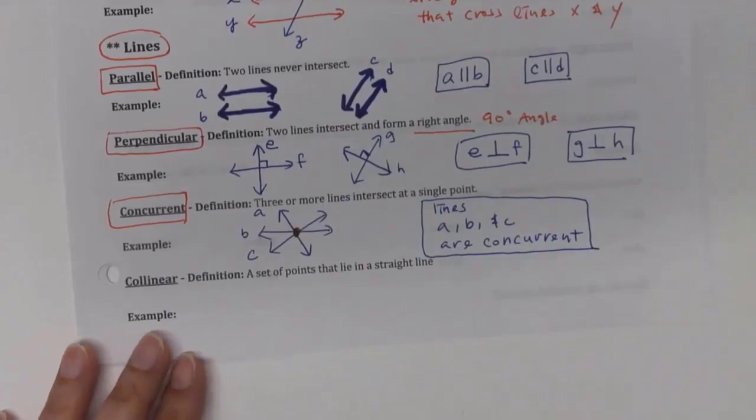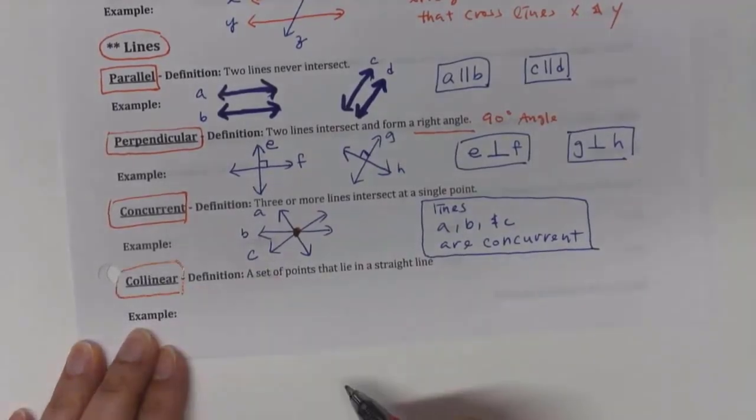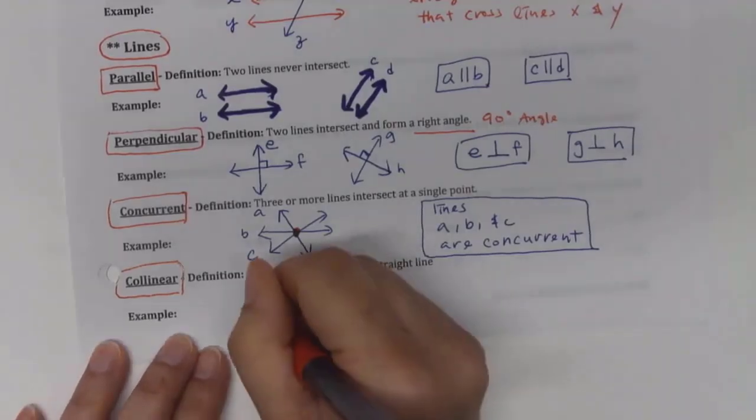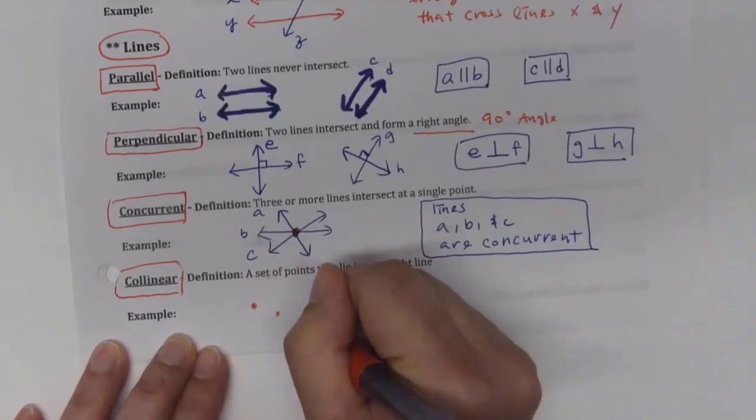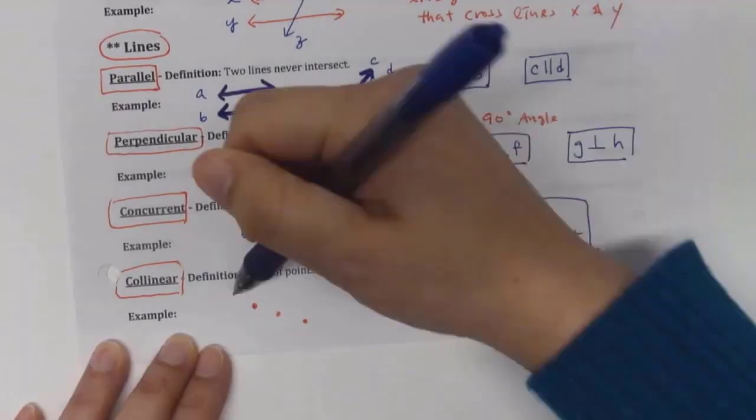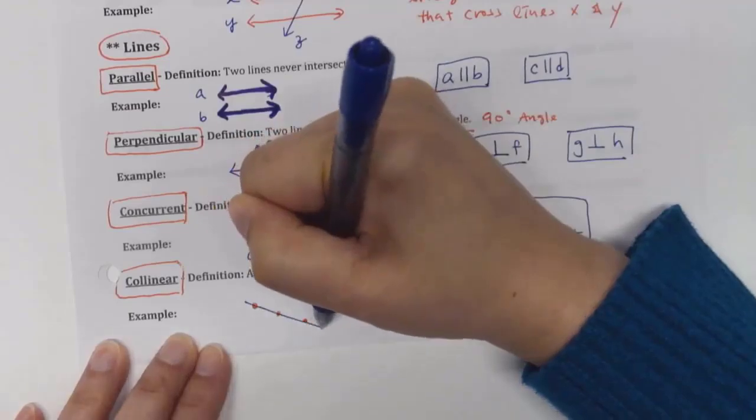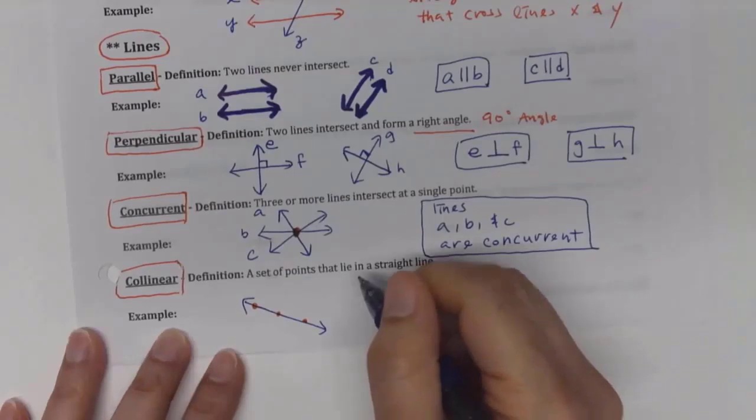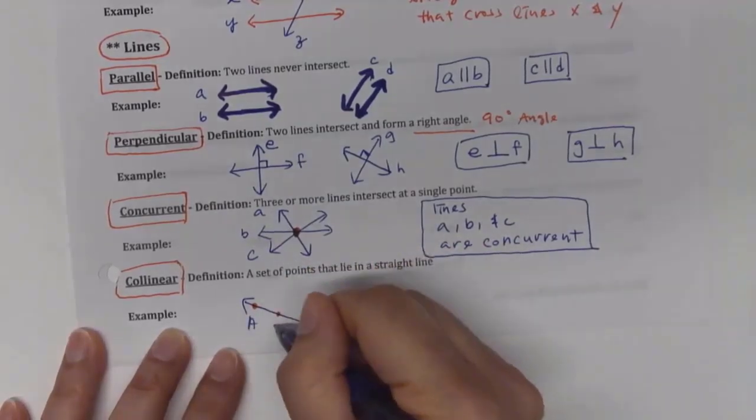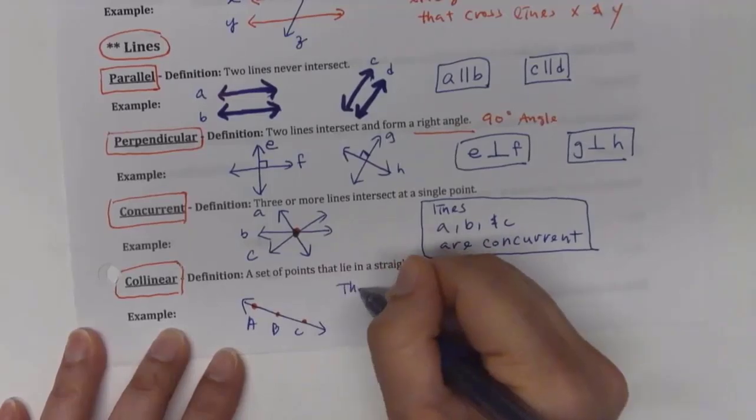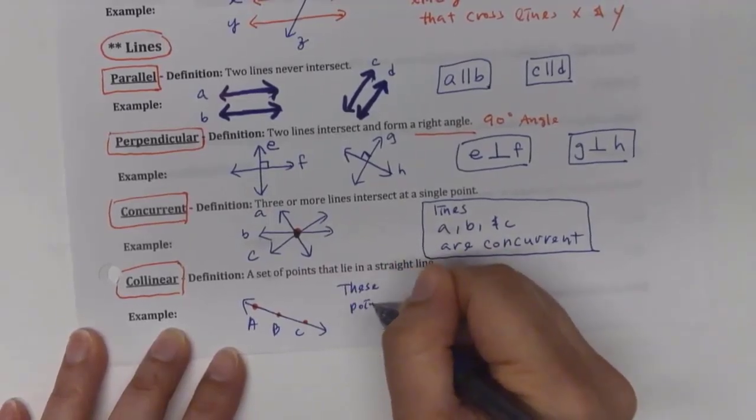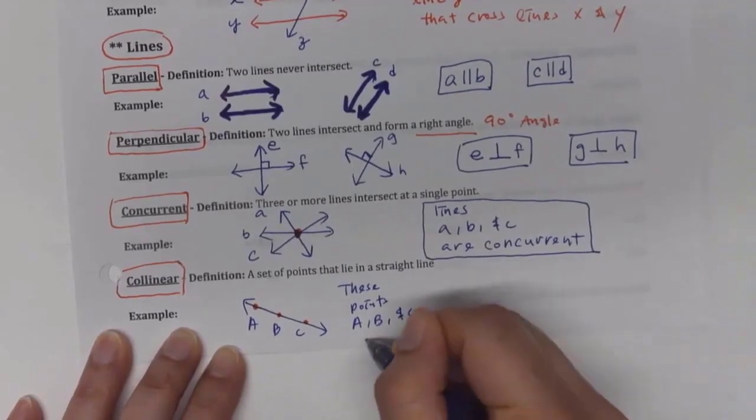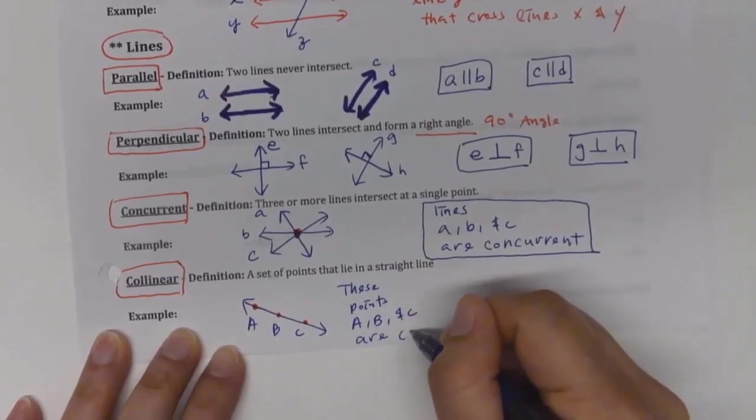Next, we have collinear. This means a set of points that lie in a straight line. So if I have 3 points like this, and a straight line can cross through them, that's collinear. These points A, B, and C are collinear.